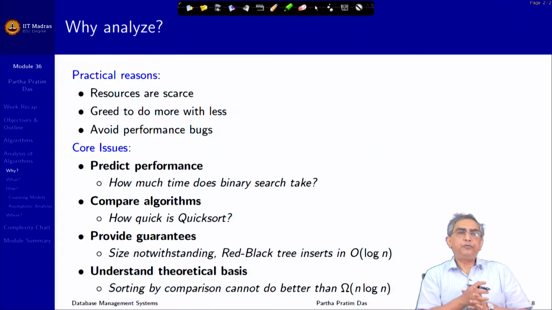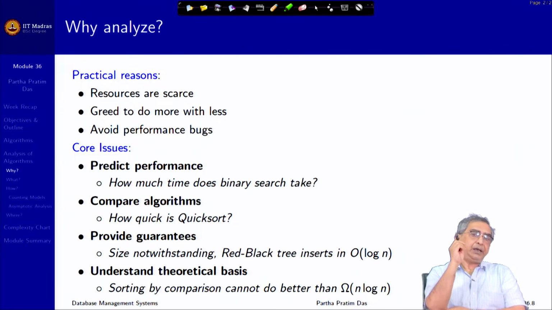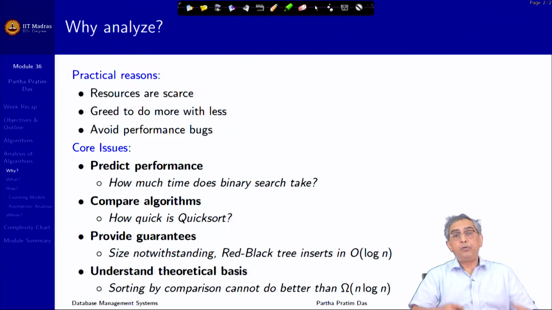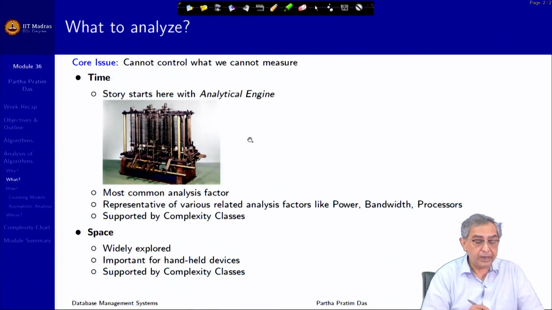Then you want to provide guarantees that, okay, if I do it in this way, if I use a red black tree, then I would always be able to insert a record in my database in order n log n time, whatever that means. We want to understand the theoretical basis, that is what I was saying, lower bounds and all that. So, these are the primary reasons why you analyze.